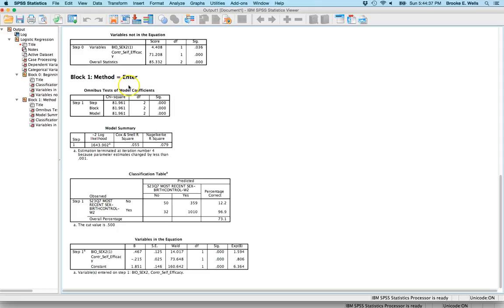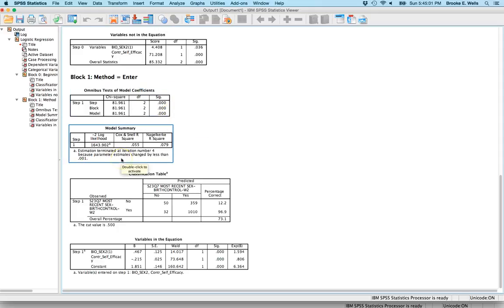So this first thing that we're looking at is our overall test of the model. And as I mentioned, this uses a chi-square. Because we entered everything in one step, all 3 of these are the same. Step, block, and model are the same. So our chi-square value is 81.96. Our degrees of freedom is 2. And our significance is p is less than 0.001.